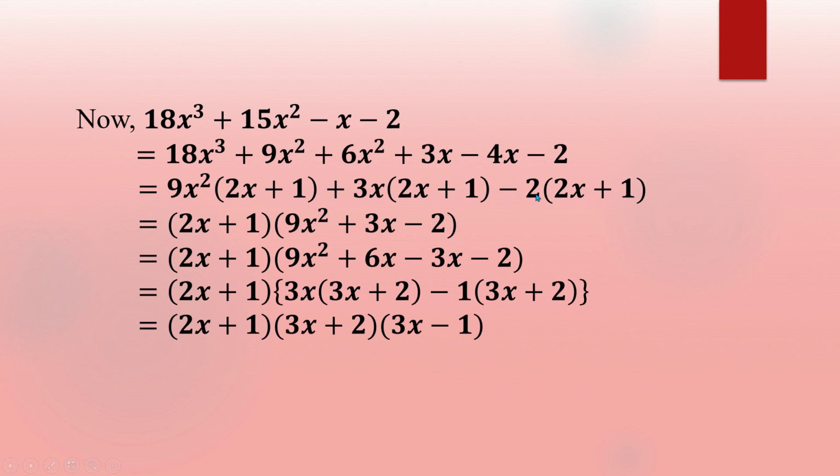So we have to take here minus 2. As a result, minus 2 into 2x means minus 4x, minus 2. Now this equals 2x plus 1 into 9x square plus 3x minus 2. This into the middle factor will get 9x square plus 6x minus 3x minus 2. Now finally we'll get 3x into 3x plus 2, and when we take minus 1, 3x plus 2. This equals 2x plus 1 into 3x plus 2 into 3x minus 1. This is the required answer.